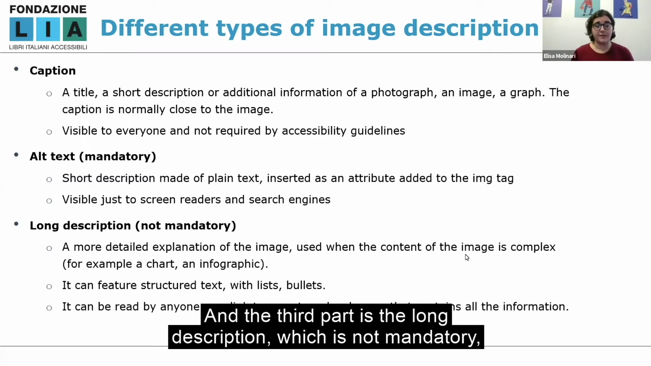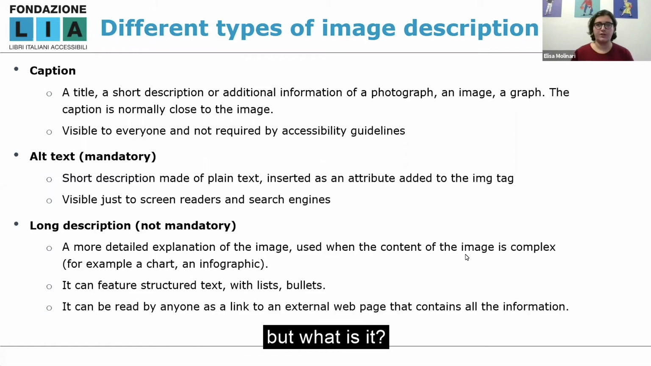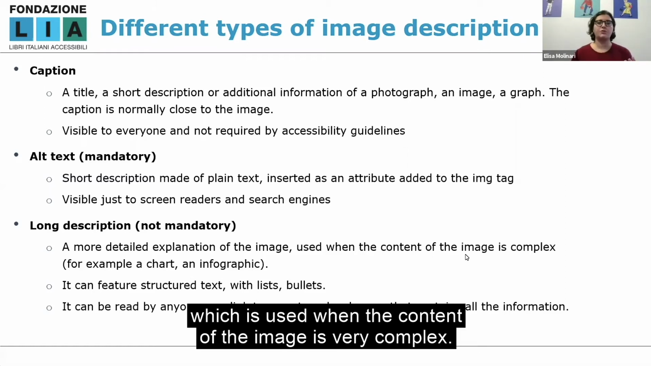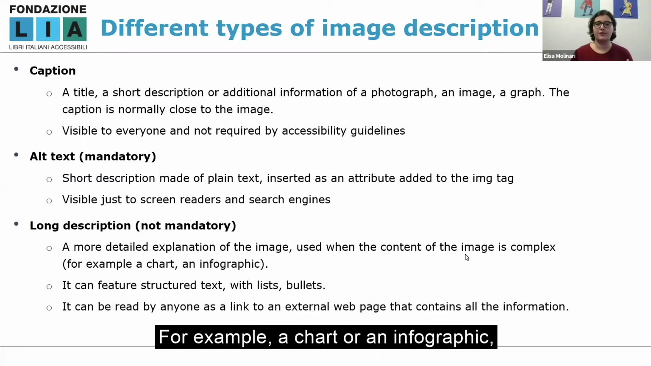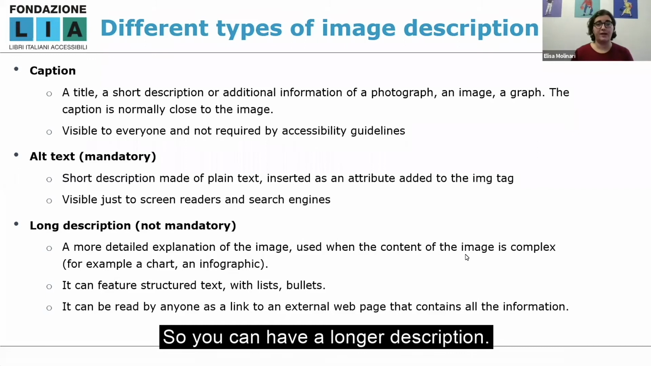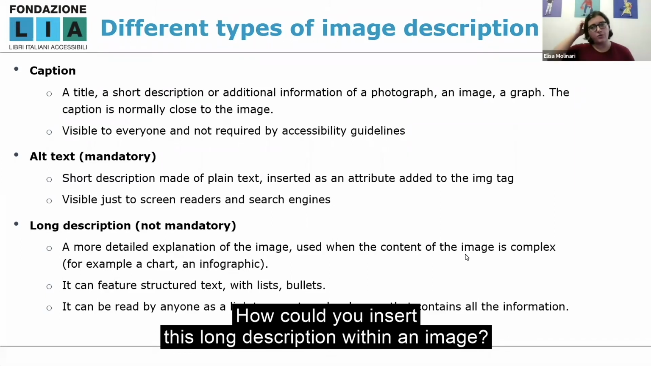And the third part is the long description, which is not mandatory, but what is it? It is a more detailed explanation of the image, which is used when the content of the image is very complex. For example, a chart or infographic. So just a few words are not enough to provide data, numbers, information. So you can have a longer description. How could you insert this long description within an image?